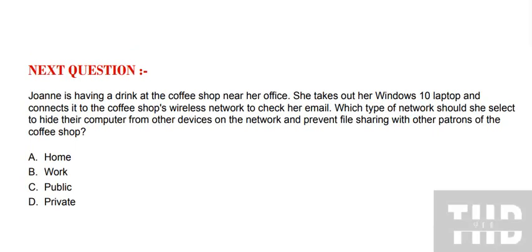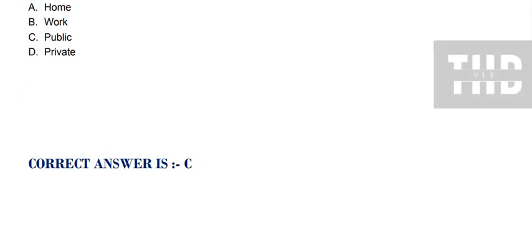Next question is: John is having a drink at the coffee shop near her office. She takes out her Windows 10 laptop and connects it to the coffee shop wireless network to check her mail. Which type of network should she select to hide their computer from other devices on the network and prevent file sharing with other patrons of the coffee shop? And the options are: option A, home; option B, work; option C, public; and option D, private. The correct option is option C.